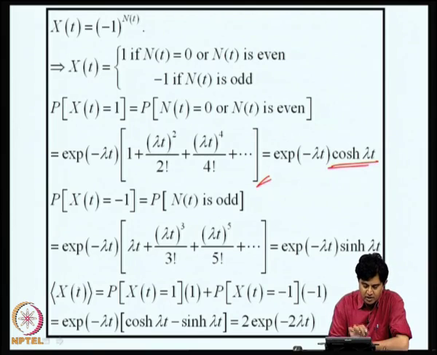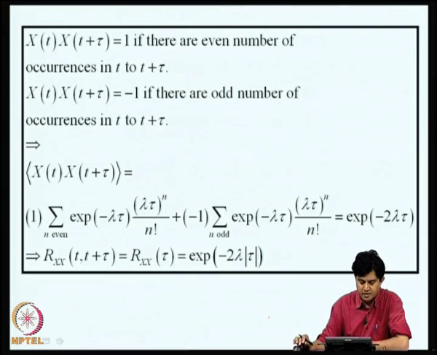Therefore, the expected value of x of t would be, x of t takes only two values, with one probability this, other probability this. So, probability of x of t equal to 1 into 1 plus probability of x of t equal to minus 1 into minus 1. If we do that, we get the answer as e raised to minus 2 lambda t. So, this is the expected value of x of t.